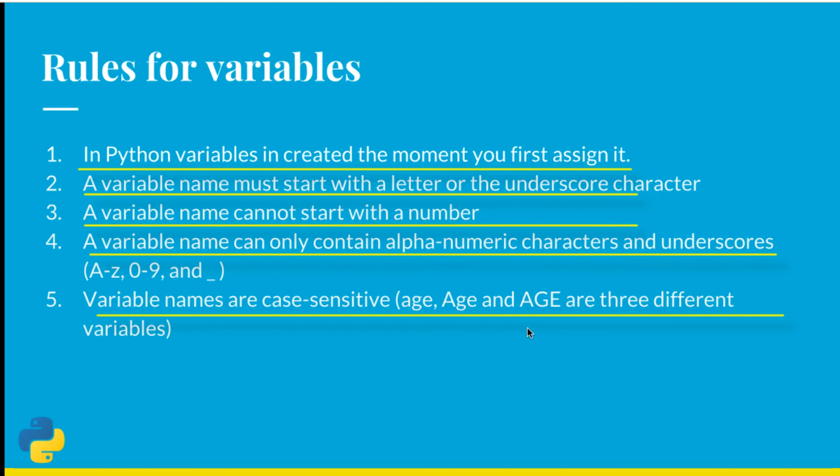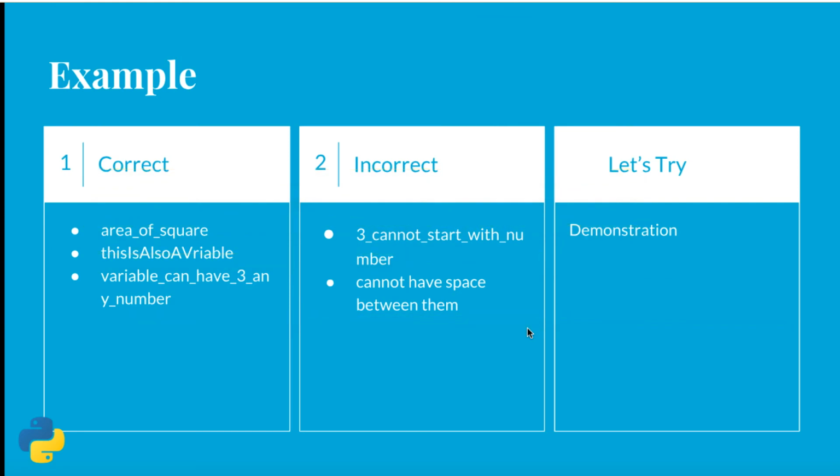You can see an example like age, an Age that starts with a capital letter, and an AGE where all 3 letters are capitals. These are 3 different variables. So variables are case sensitive, a point to remember here. And here is an example. The first ones are correct, then incorrect, and then I will show you a demonstration on variables soon. Here you can see area_of_square. This is a combination of 3 words separated by underscore. The second one is also a variable, a combination of multiple words, and here we are using camel case, so this is also a correct variable.